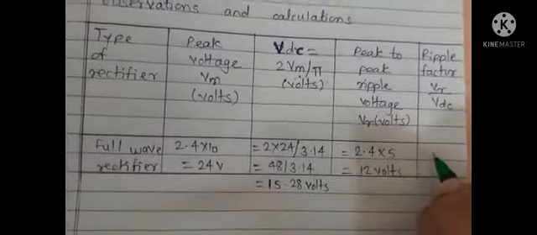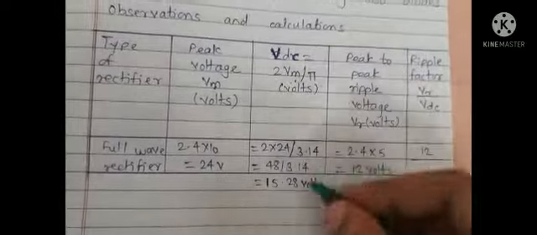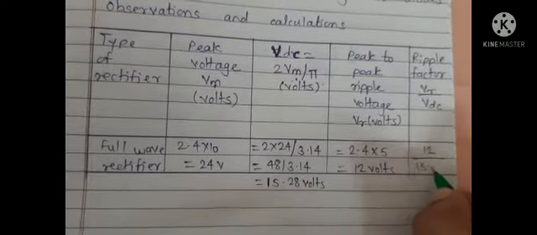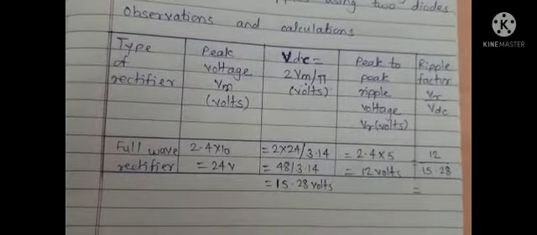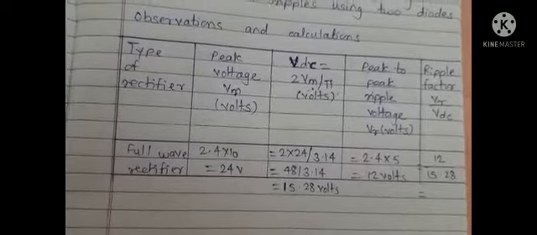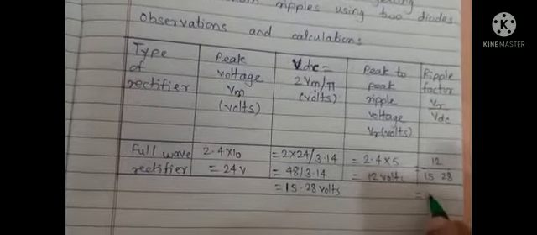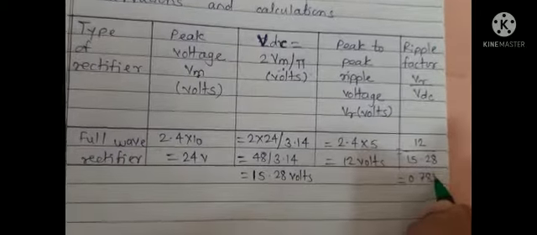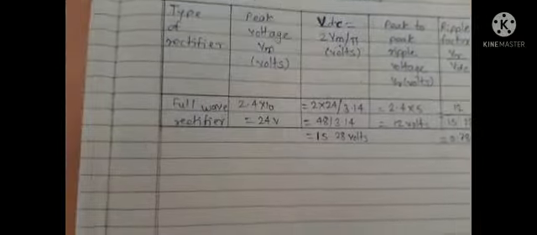Then make the calculation of ripple factor, VR upon VDC. VR is 12 volts and VDC is 15.28. We get the answer 0.7853, that is the ripple factor. That's all. Thank you.